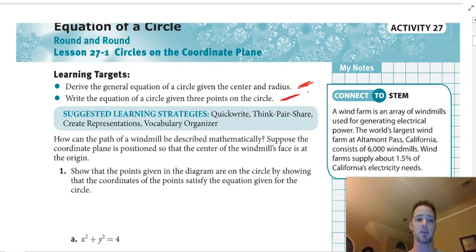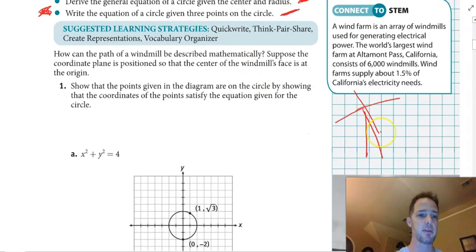So we have a couple of goals. This one's going to be a little bit more work, and some of you may be familiar with the equation already because it's very similar to the distance formula. How can the path of a windmill be described mathematically? Suppose the coordinate plane is positioned so that the center of the windmill's face is at the origin. We know that a windmill rotates. The tips of the windmill will be creating a circle.